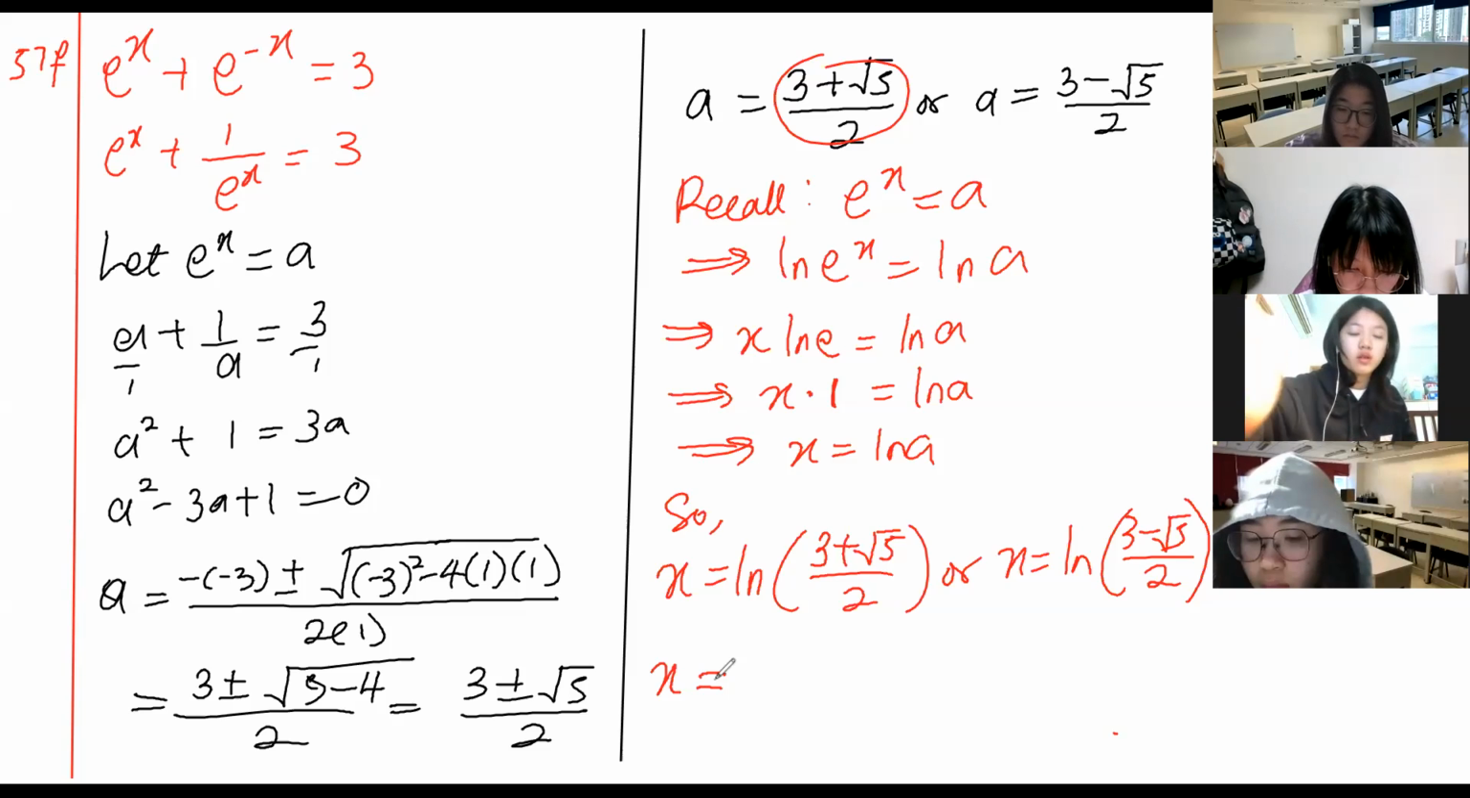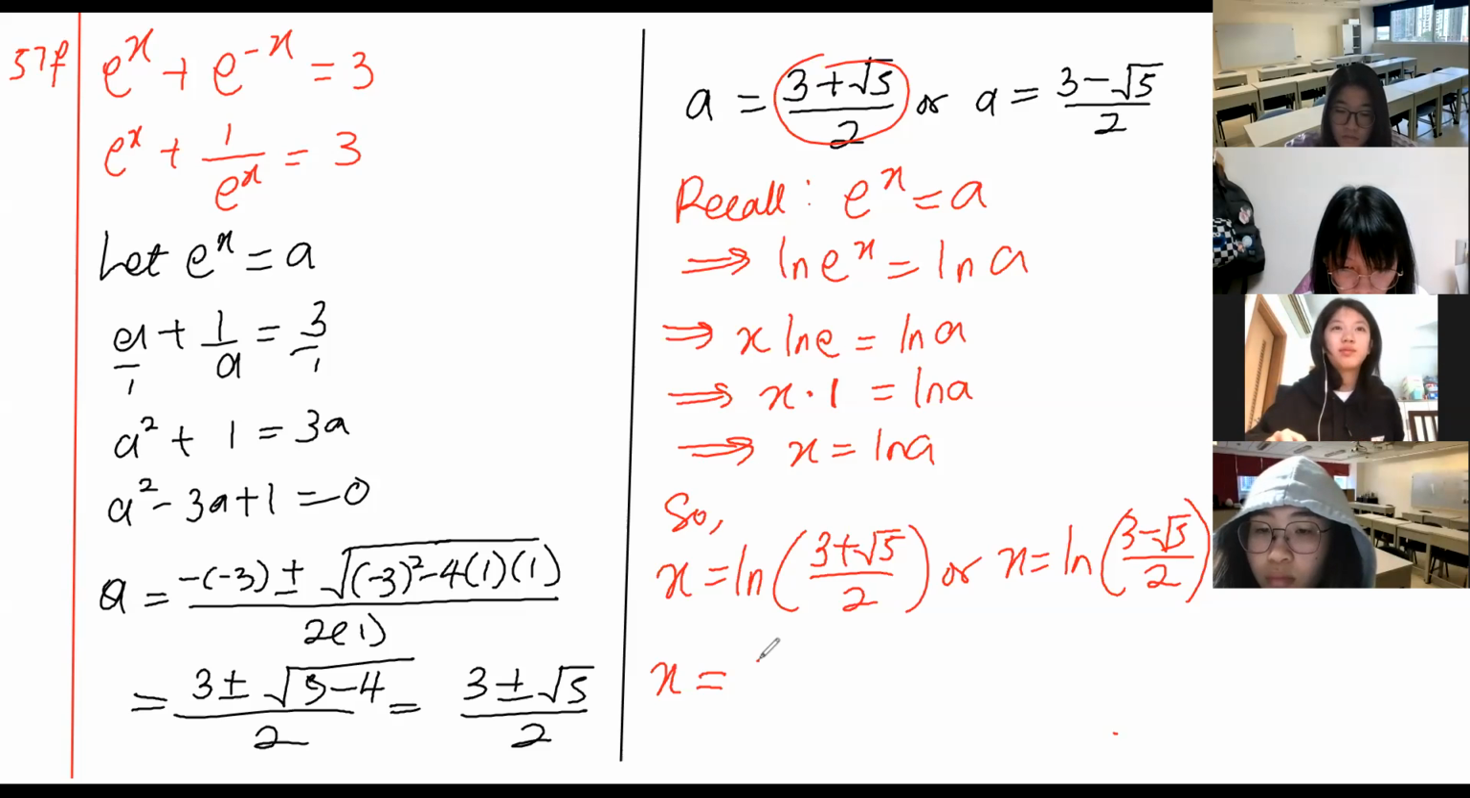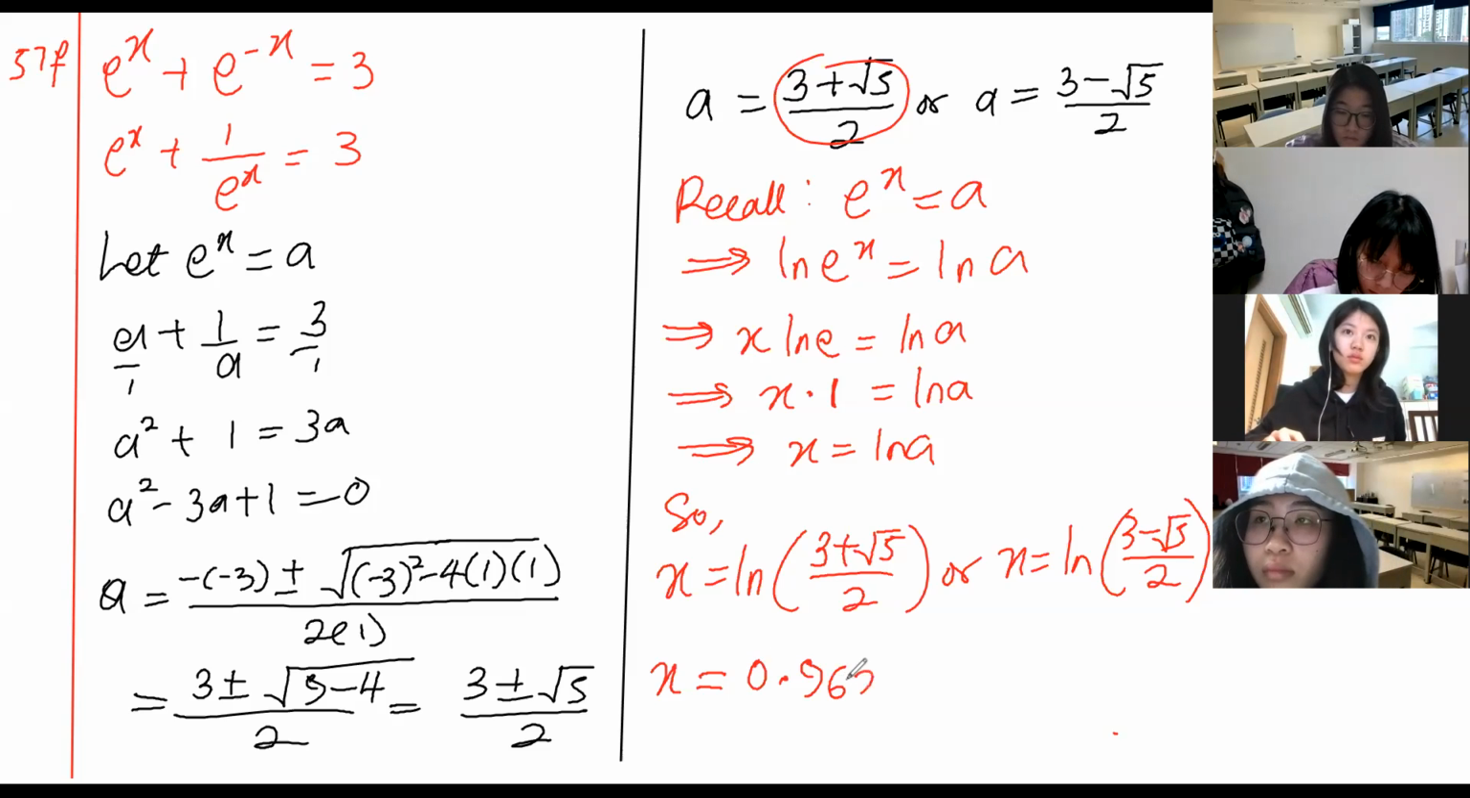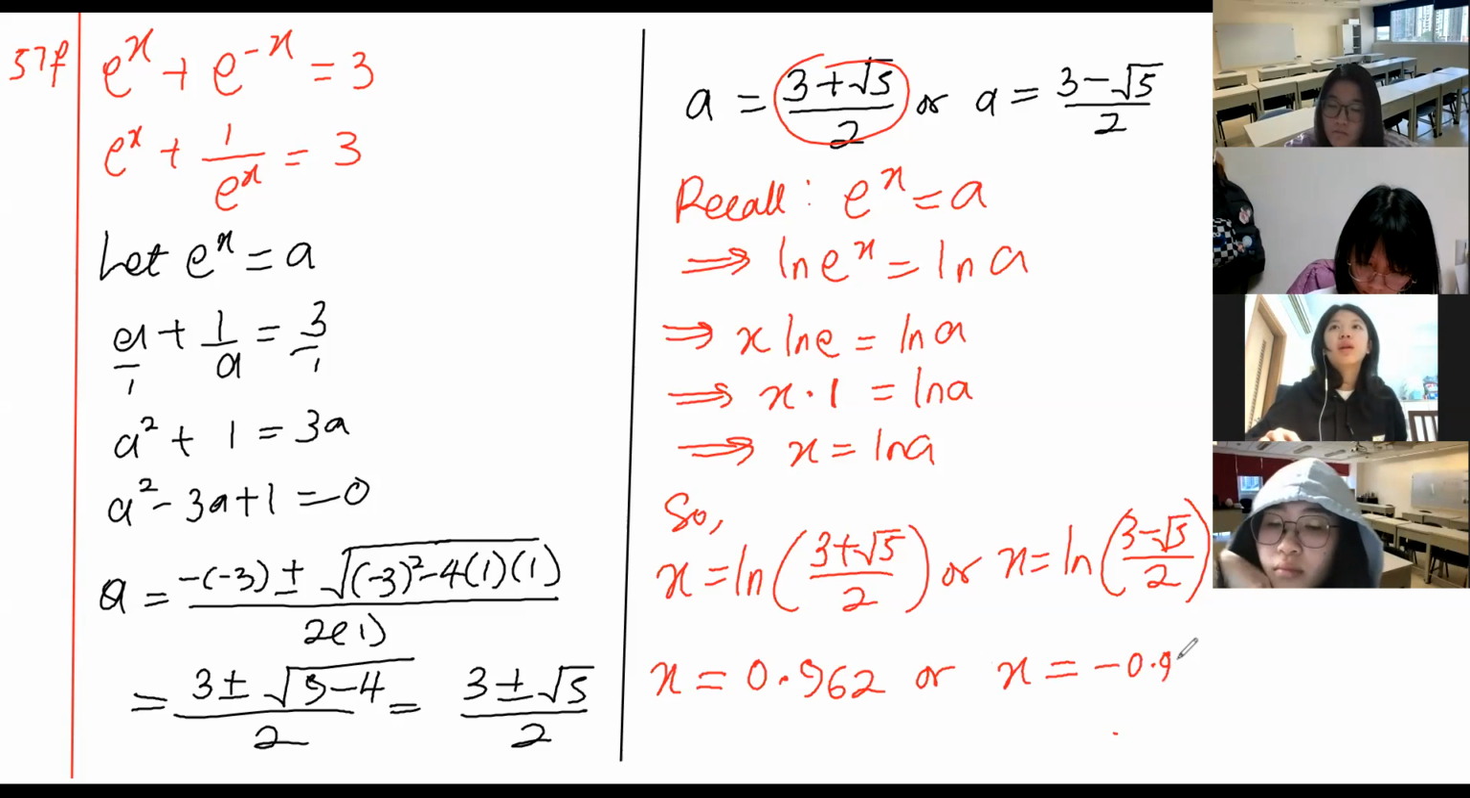For the positive, it is 0.96. I said 3 significant figures, please. 0.962. And the second one? Negative 0.962. Confirm, please. And that makes sense.